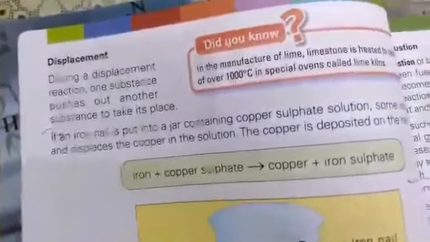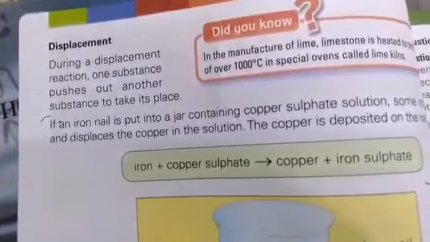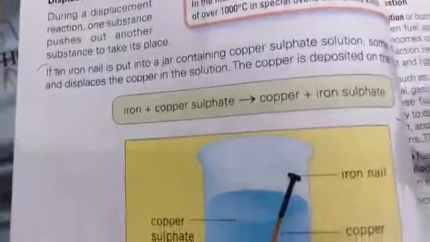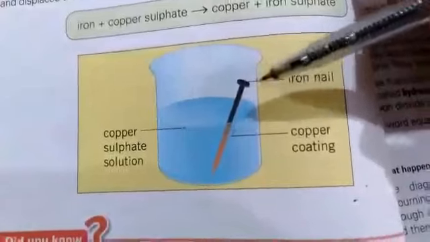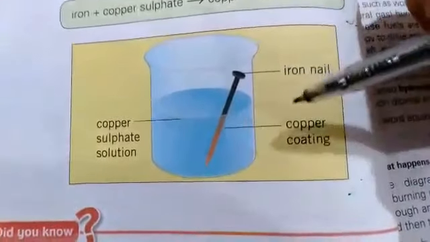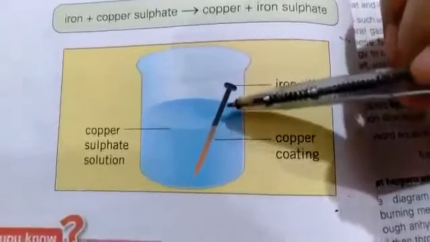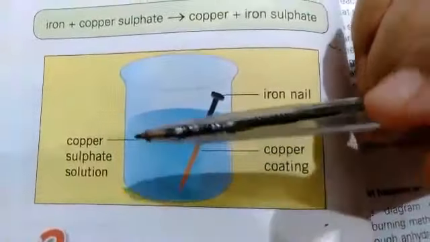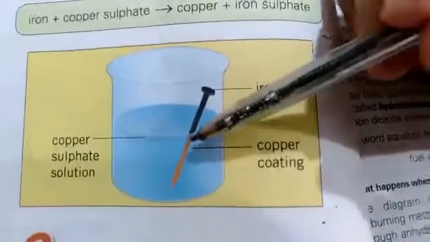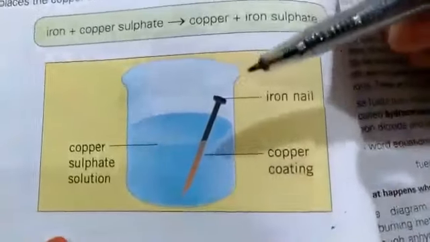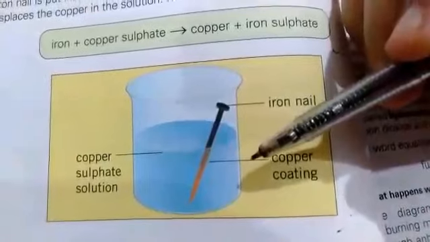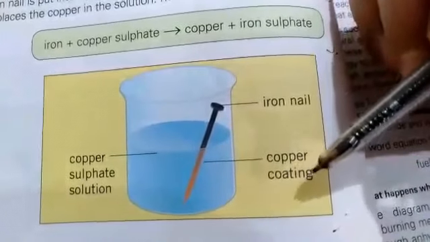Students, our next topic is displacement reaction. Displacement reactions are the reactions during which one substance pushes another to take its place. This is the beaker containing copper sulfate solution. Clear? An iron nail is immersed in this solution. Now what will happen? The iron will dissolve in the solution and it displaces the copper. Copper gets deposited on this part of the iron nail that is inside the copper sulfate solution. In this way, iron has displaced copper. Clear?